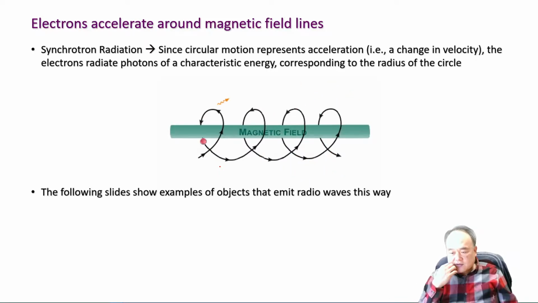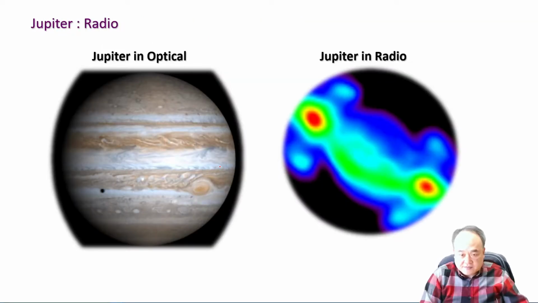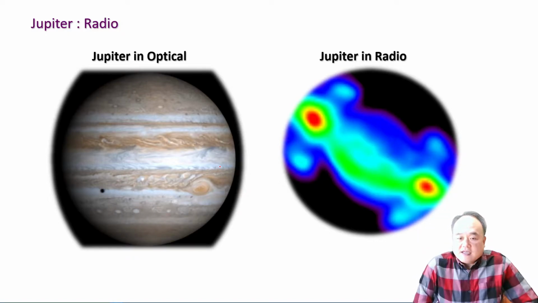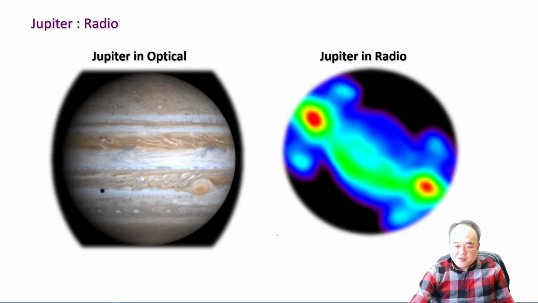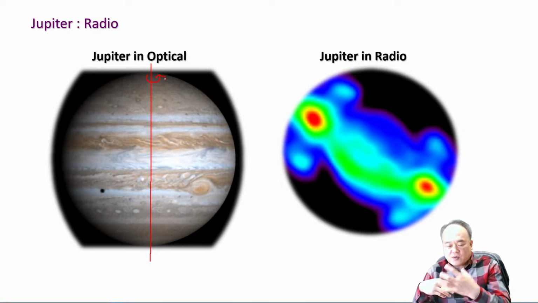So this synchrotron radiation is prevalent in astronomy, and the next few slides show examples of synchrotron radiation in radio frequency. First is Jupiter. Jupiter seen in optical images. So this is the rotation axis, and Jupiter rotates really fast for its size. The rotation period is only a few hours.